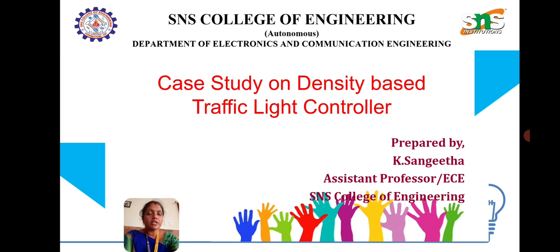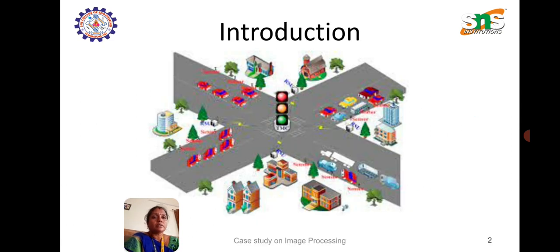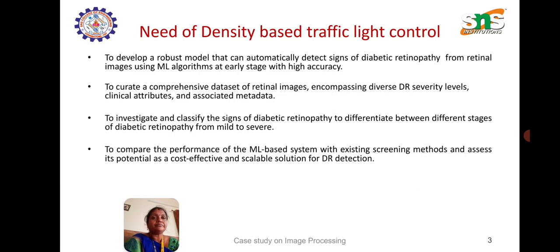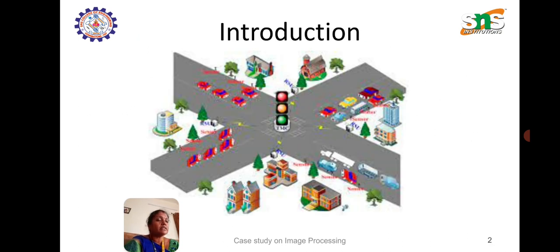So today I'm going to share and analyze a case study on a density-based traffic light controller, because nowadays we use the ordinary traffic light controller, which controls the traffic lights as per the time. This one is mainly for detecting the density on the road and can change the timing according to the density. So this is the conventional method.